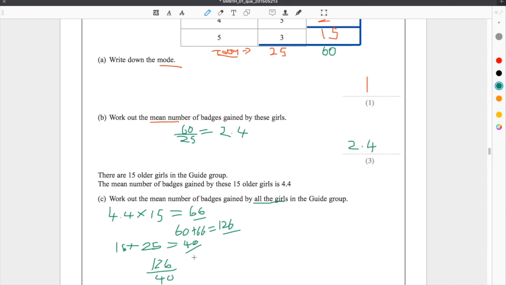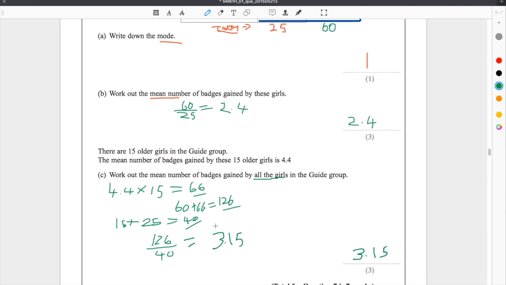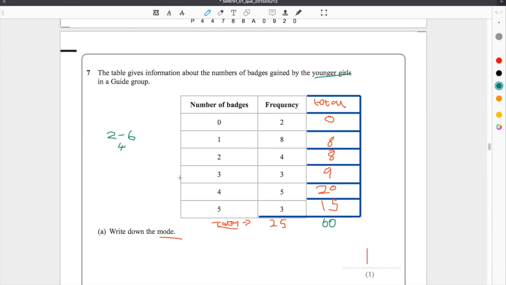So doing that gives us 3.15. So that's our answer to part C. Hopefully when you've seen that a few times, it will make more sense, but again, this is the same structure we would take for any kind of question in an exam.